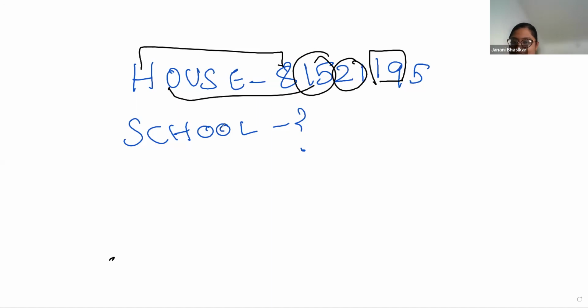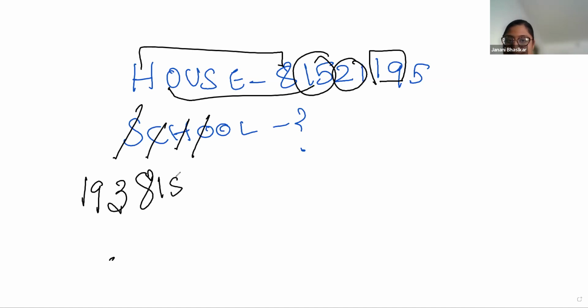Good, very good. Good, Sarah. Good, Aditya. Very good. So the answer will be S is 19, C is 3, H is 8, O is 15, and this O is 15 again, and L will be 12. So the answer is 1938151512. Are you clear, all of you? Okay, can we go for one last question in coding decoding?